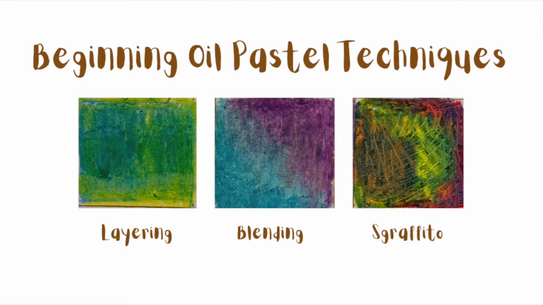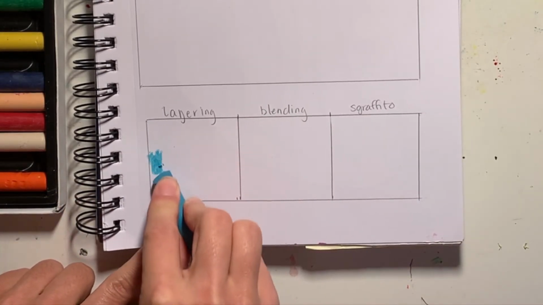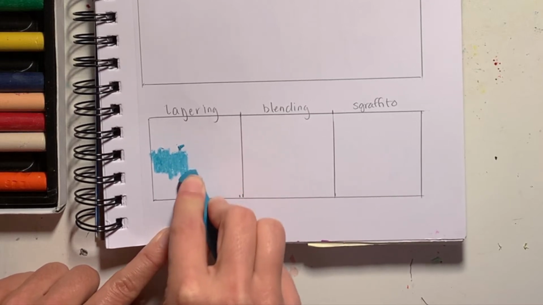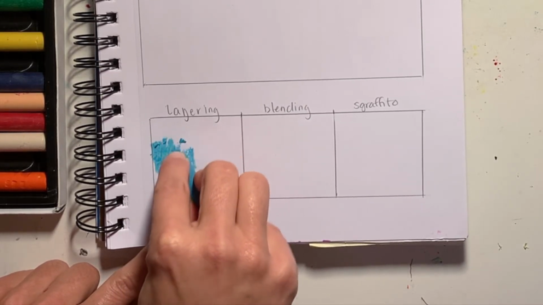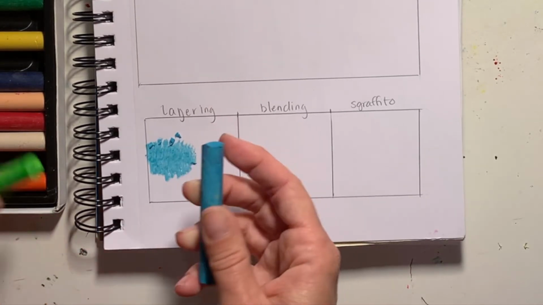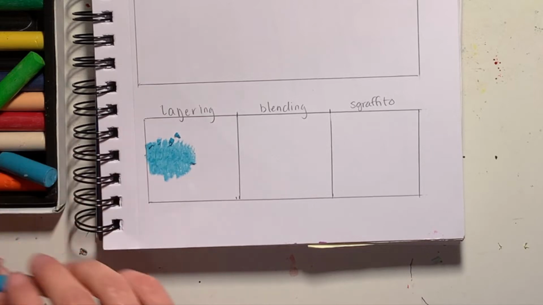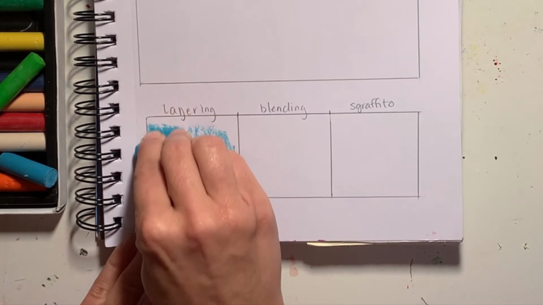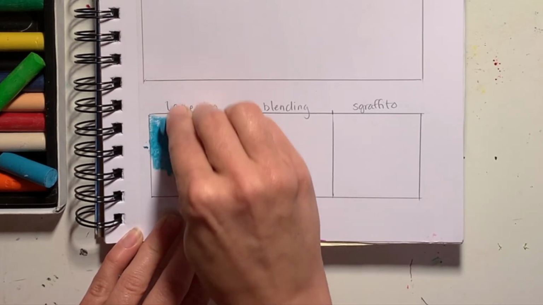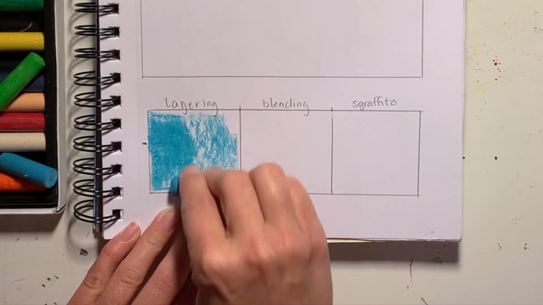So these are the 3 techniques we're going to be trying out. So let's get started. So for layering, I'm going to choose 2 colors, 2 pastel colors, and I'm going to either use the top tip of the pastel, or another option is I can break it and I can use the side, like put it so it's laying down, and I can use the side of the pastel, and I'm going to color the whole box in with 1 color.